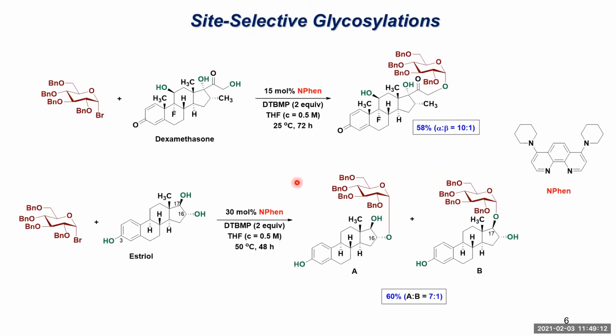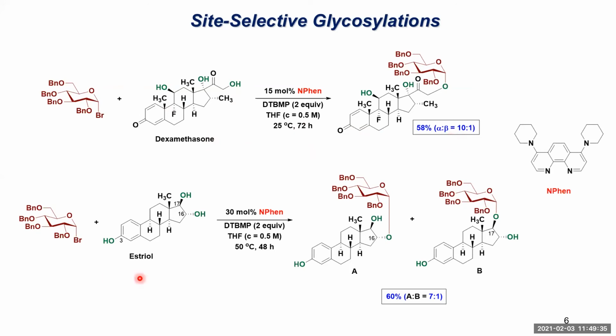And we were also able to use this N-phen to perform site-selective glycosylations for steroids. For example, in this case of dexamethasone, we're able to couple this primary alcohol to the glycosyl bromide at room temperature and get good yield and great selectivity.